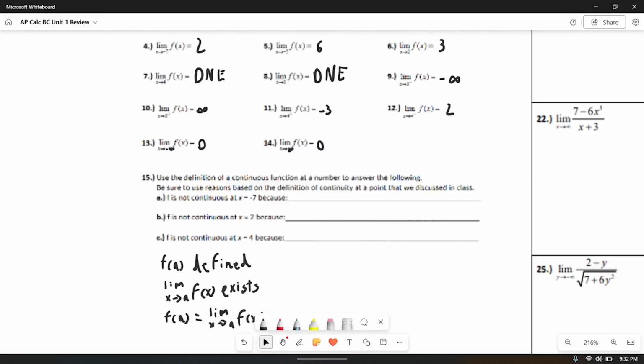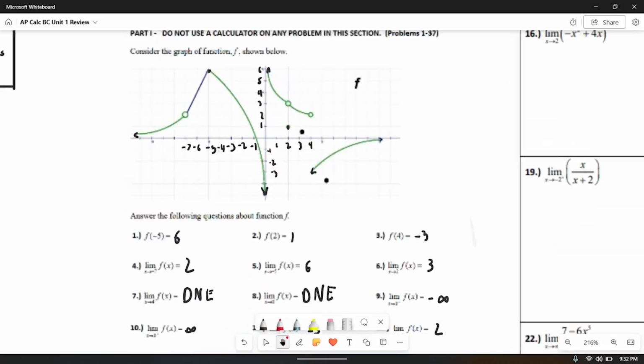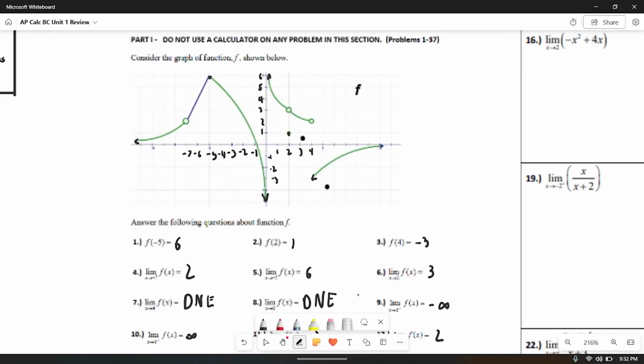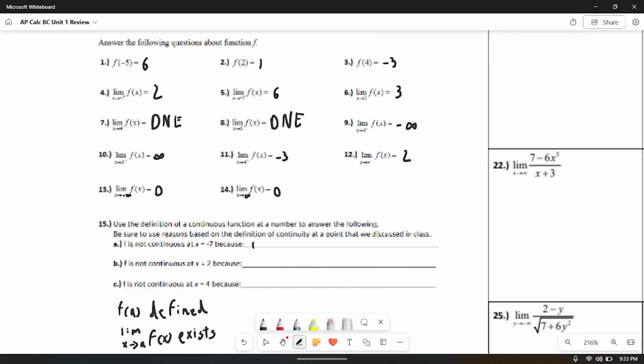So the first question asks, f is not continuous at x equals negative 7. Well, let's look at negative 7. So the limit does exist because it approaches that hole, but the function is not defined at that point. So we can say, because f of negative 7 is not defined.